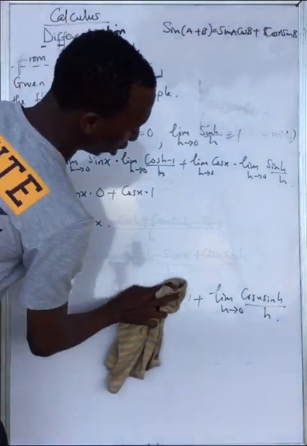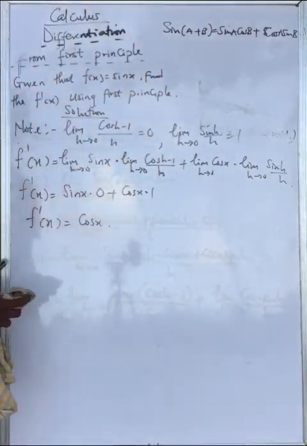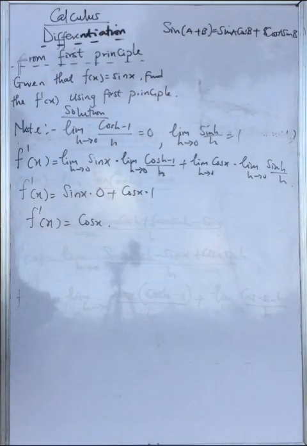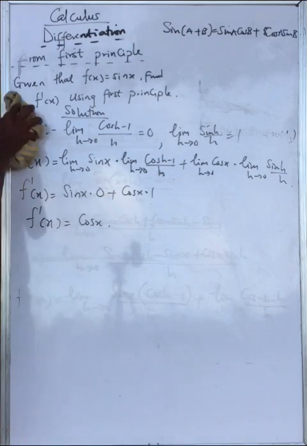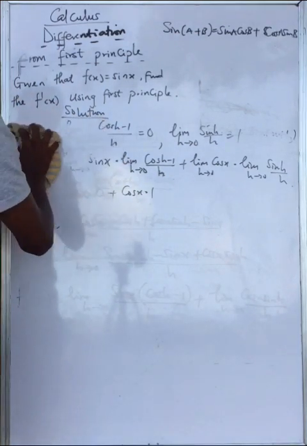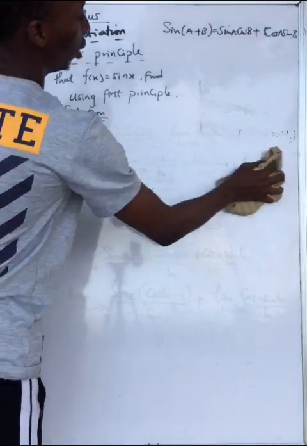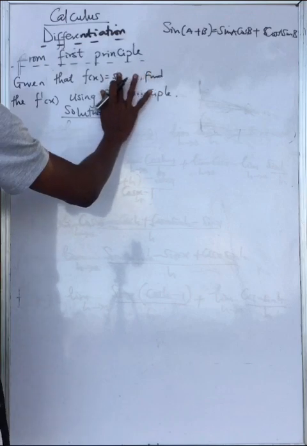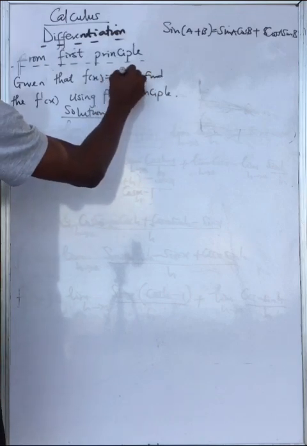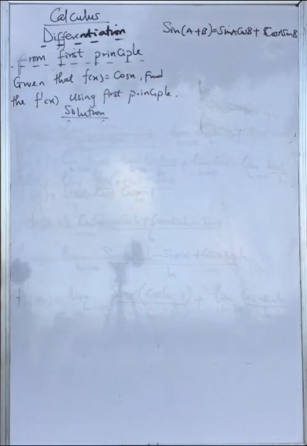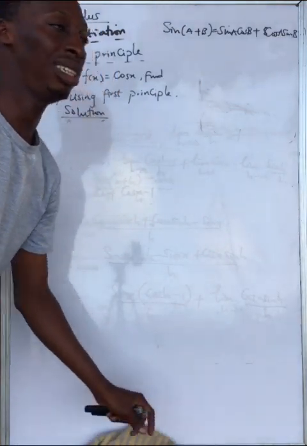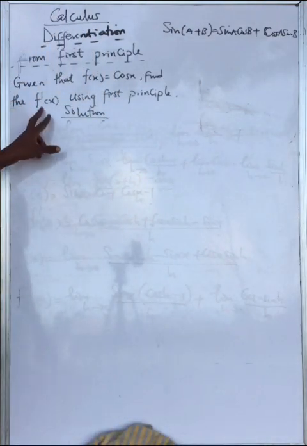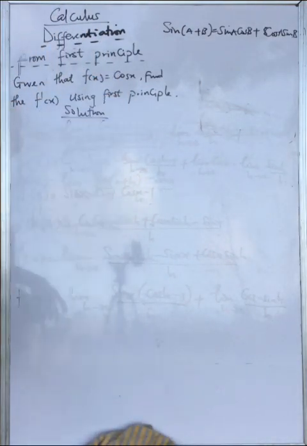So we have just succeeded in differentiating sin x using first principle, other than using the normal formula. So let's take another one. Yes, let's take the cosine. We can take the cosine and do the same thing. So I will assume that f of x is cos x, and we are asked to find the derivative of cos x using first principle.